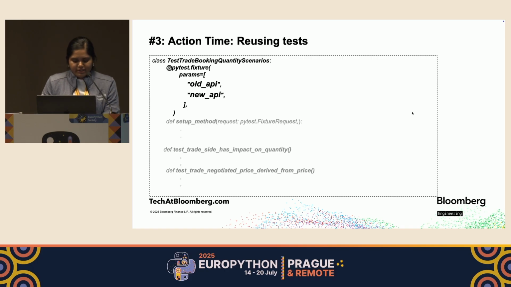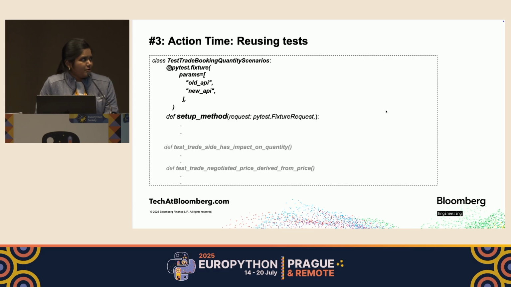First, let's take a look at this. We are defining a fixture using @pytest.fixture and a list of parameters, and in this case, it's old API and new API. This tells pytest to run every test in this class twice, once with the old API and once with the new API. It's a simple change, but it gives us a huge payoff: reuse without duplication.